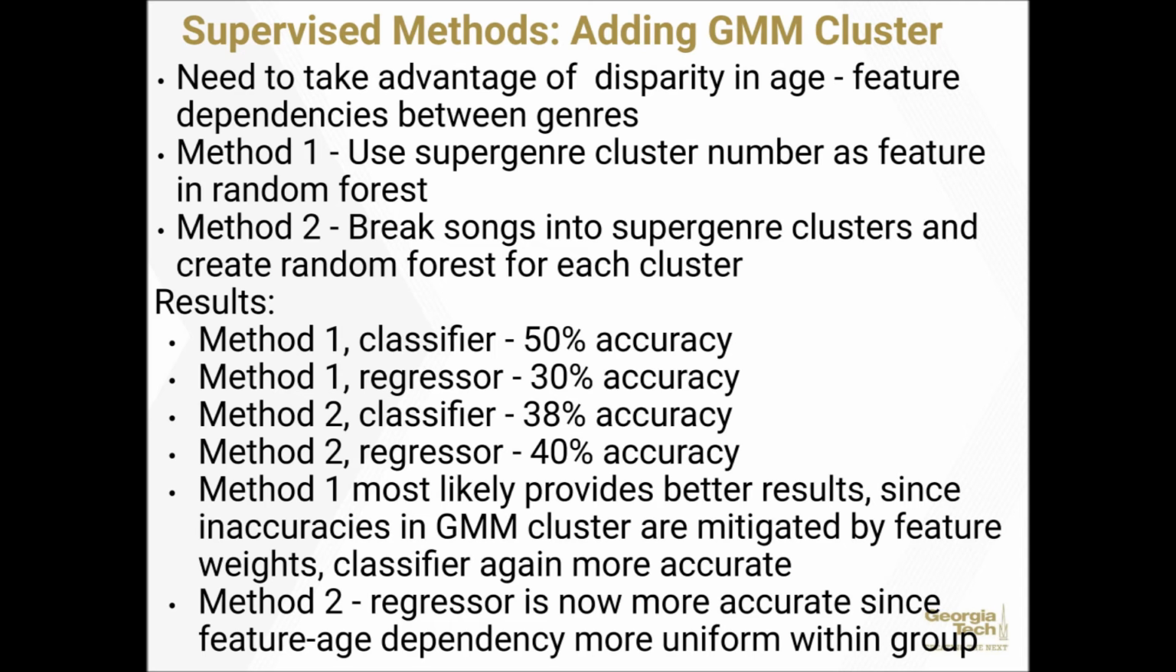With the first method, using a classifier decision trees, we obtained 50% accuracy. Using a regressor, we obtained 30%. In the second method, using a classifier, we obtained 38%. With the regressor, we obtained 40%.